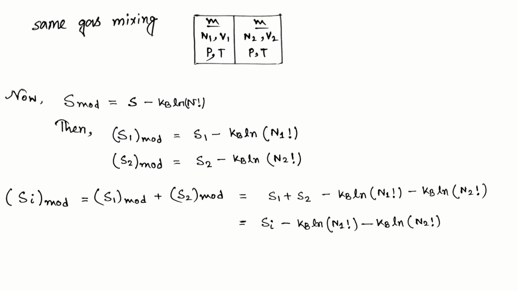Okay, so you can see Si is our primary entropy, and this is our modified entropy. So they differ by some quantity. You can see here. We can similarly calculate the final modified entropy this way. So you can see that also differs by some quantity.